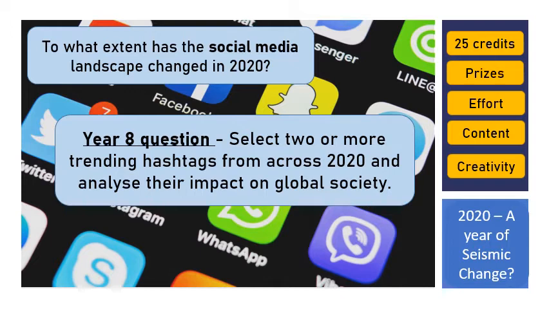Now, Year 8, your question for this social media project is: select 2 or more trending hashtags from across 2020 and analyse their impact on global society. Now, this video will give you lots of ideas of what trending hashtags you could use, as well as helping you to understand what you need to do for this project.